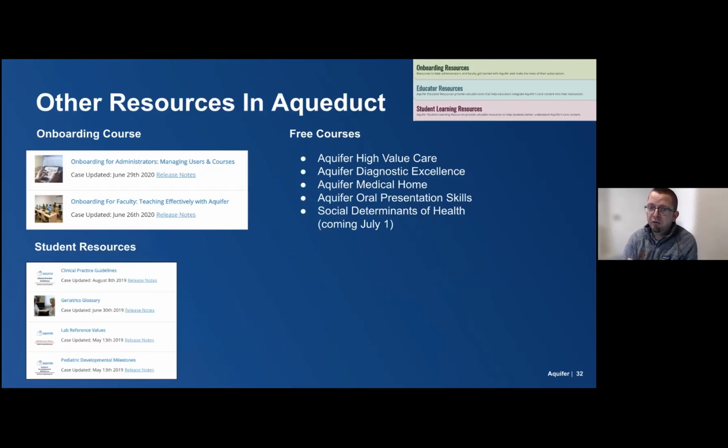Note that there's a bunch of other resources available across Aquifer, including things like high value care. We're excited that we have some partnerships with high value care that we're doing in diagnostic excellence to talk about merging those two really emerging and important things as well. There are also things like oral presentation skills, and we're excited about really important topics that cut across, like social determinants of health, coming.